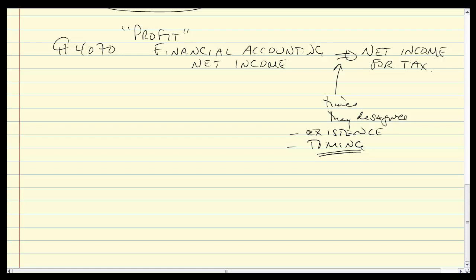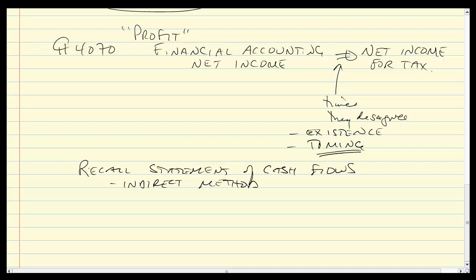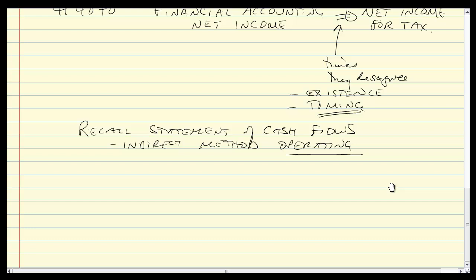So a good place for us to use as a point of reference is the statement of cash flows. So hopefully you have some familiarity with this. So statement of cash flows, if you recall, in the indirect method, which is really the only way things are done these days, the indirect method in the operating section, right? So the other two sections, financing and investing, are as they are. There is no indirect or direct. They're basically the direct method. But here, remember what we start with. The starting point is net income.